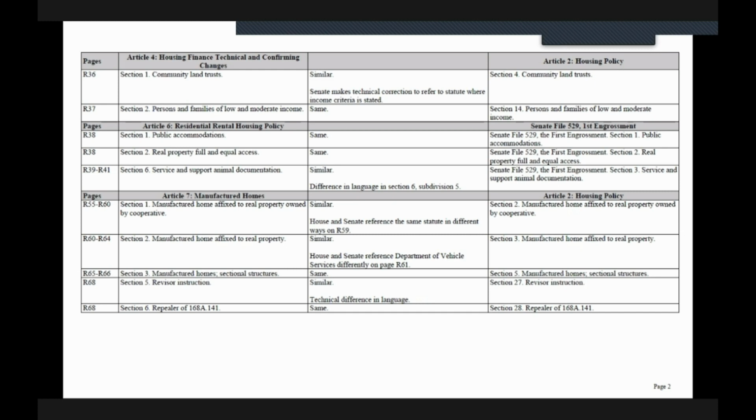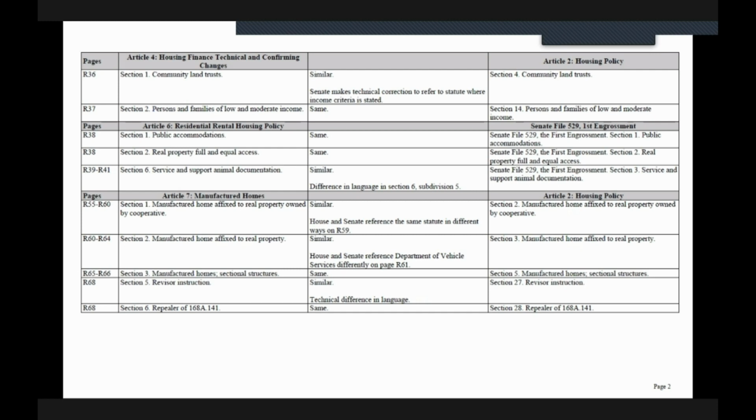Okay, so I think I'm moving on to page R37 then, or am I explaining that? Yes, R37. Okay, R37, and I'll have a motion on that one. Great. So this is section 2 of the House language, section 14 of the Senate language. This makes a clarifying change about the income requirement, so it changes it to 115%. And that's, again, the same. And that's the R37? Yes.